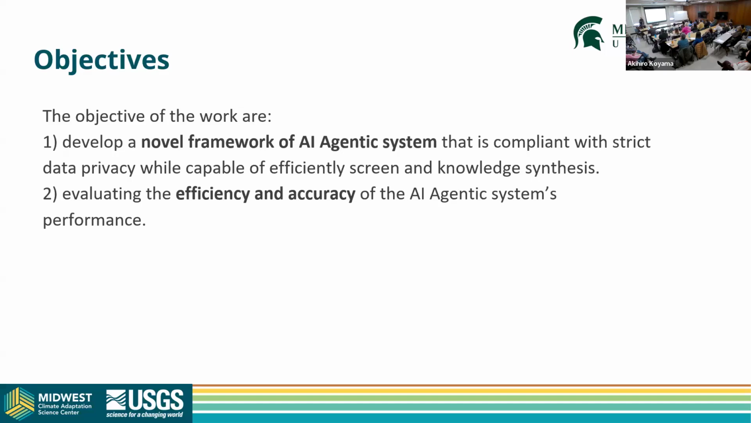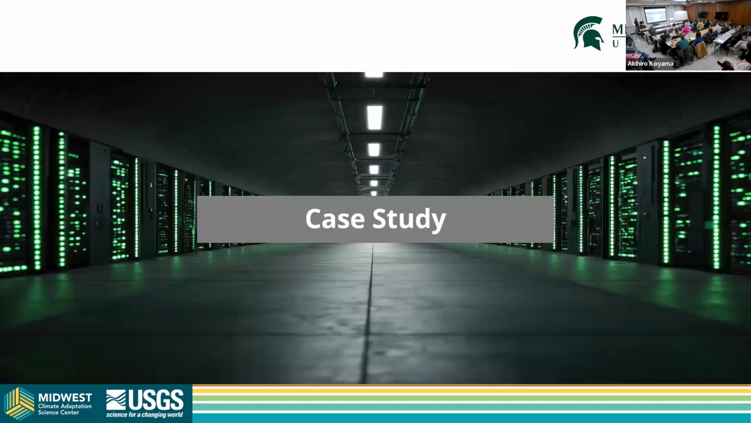So coming to my research, our aim is to develop a novel framework of an AI agentic system that can complete the work and at the same time be compliant with the high standards MSU has for research and data privacy. And in the process, we will continuously evaluate the efficiency and accuracy of AI agentic systems for our research performance.